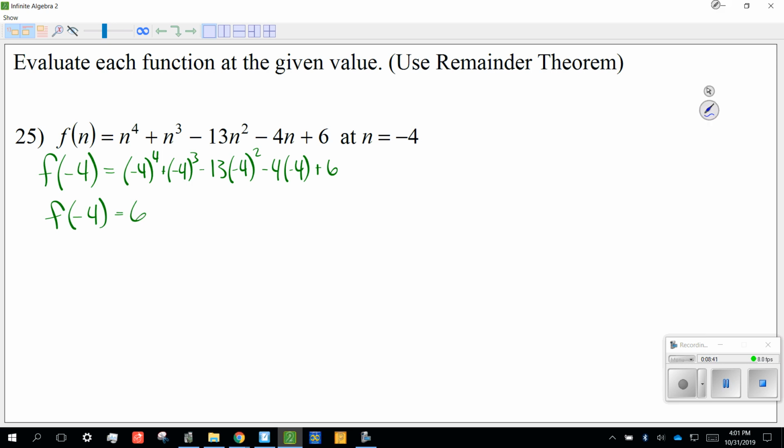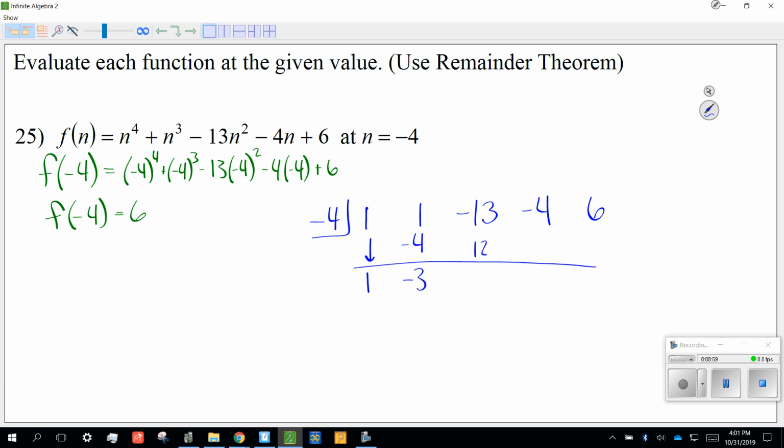But the remainder theorem says the value of the function at negative 4 is whatever the remainder is when I factor it using synthetic division. So if I do synthetic division, I get a remainder of 6. And that's what I found as the value of the function at f of negative 4. So when n equals negative 4, the function equals 6.